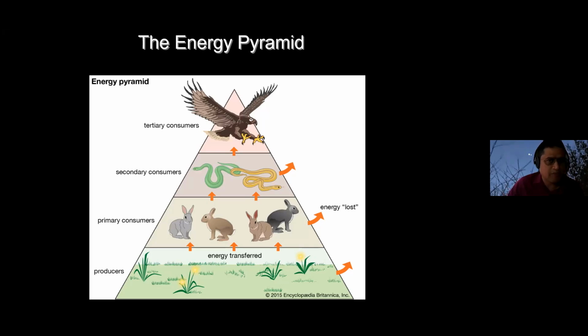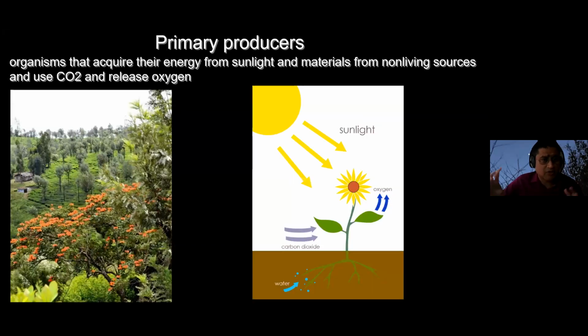Okay, so moving on from medical microbiology, I'm sure in school, for those who are in school, you have learned about the famed energy pyramid, primary producers, consumers, secondary consumers, and the like. Now, when you think about primary producers, you're then taught about photosynthesis, and organisms acquire their energy from sunlight, we are taught, and materials from non-living sources, and use carbon dioxide and release oxygen, as shown in this very simple cartoon. Sunlight, a plant uses carbon dioxide to photosynthesize, to fix carbon, and in the process releases oxygen.